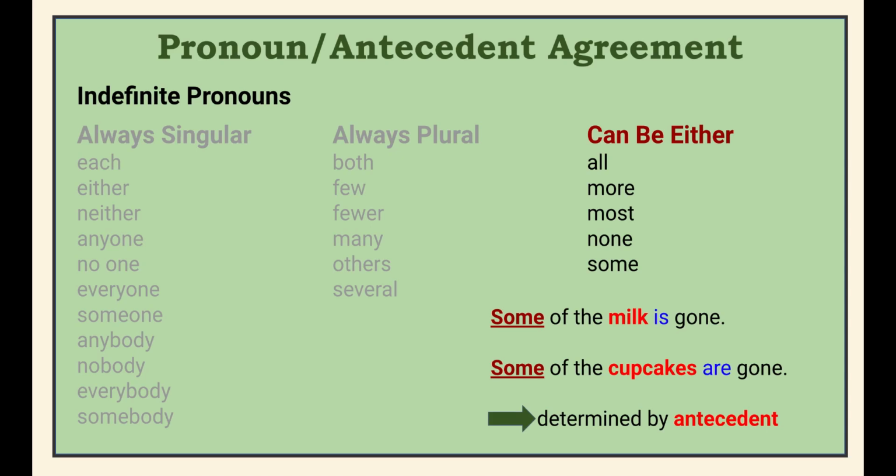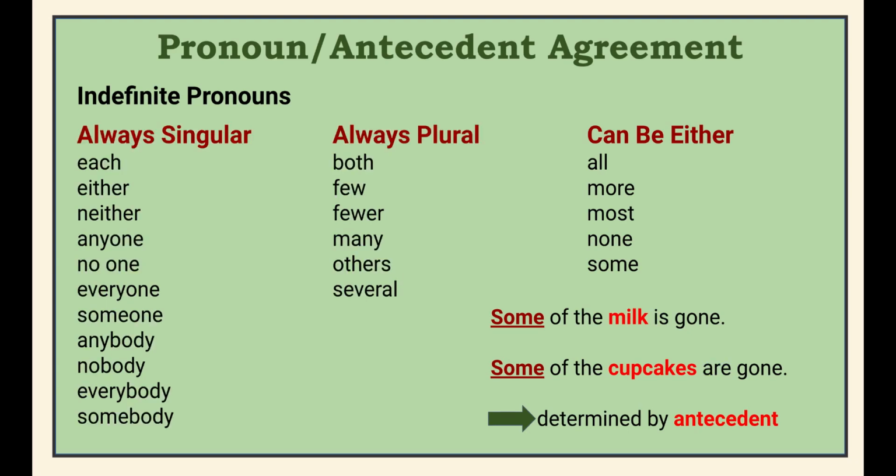Some of the milk is gone. Milk is uncountable, so it acts as one unit and is singular. So that makes some, the indefinite pronoun, singular. In the second example, the antecedent is cupcakes, which is plural and countable, and so it makes the pronoun some plural. Some of the cupcakes are gone. So whether the pronoun is singular or plural, for these pronouns, it is determined by the antecedent. Antecedents and pronouns also affect the verbs, which must also agree. So it's important to know which of these indefinite pronouns are singular, which are plural, and which can be either.